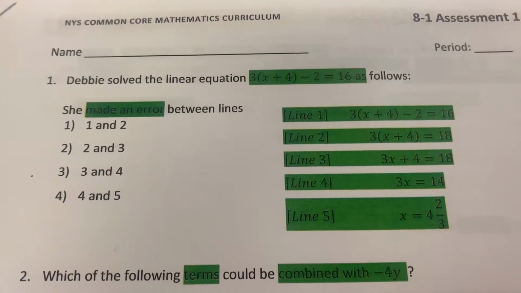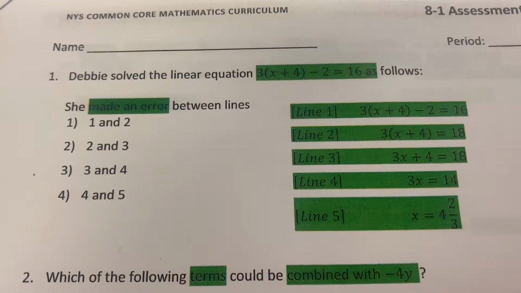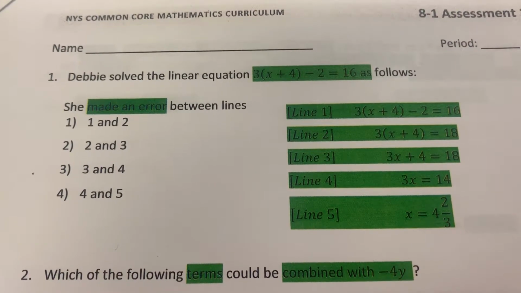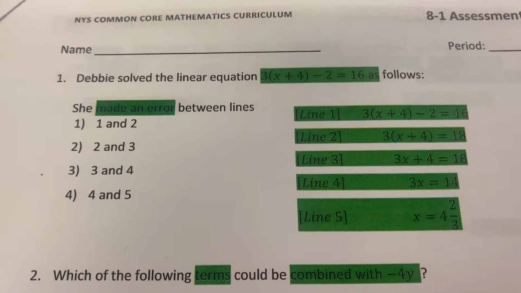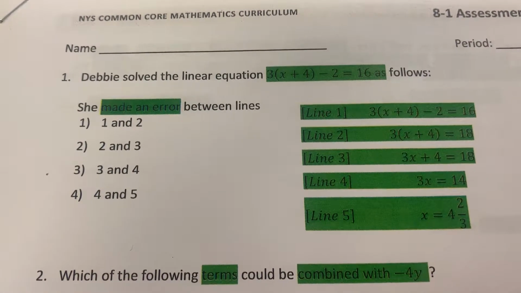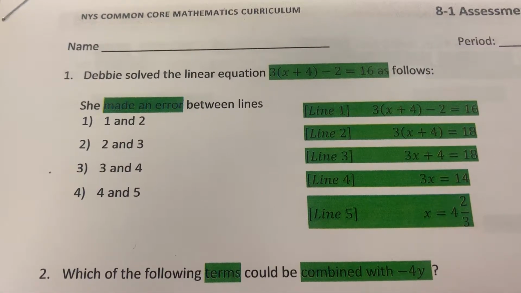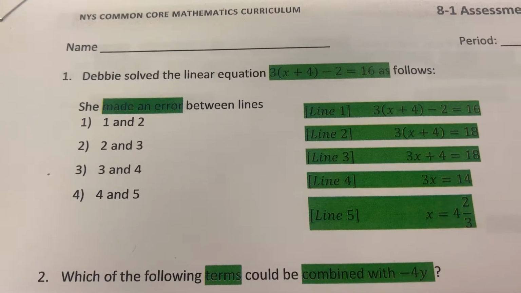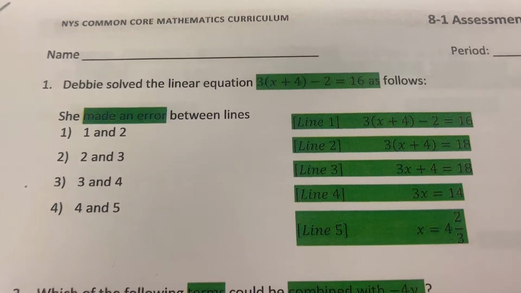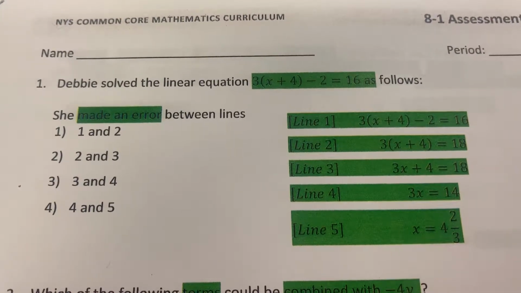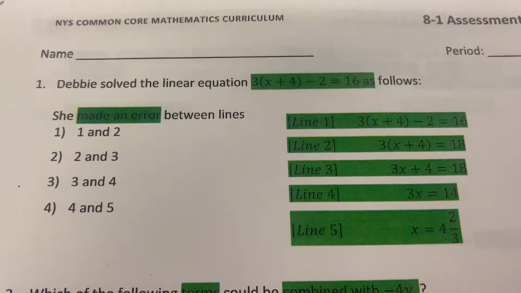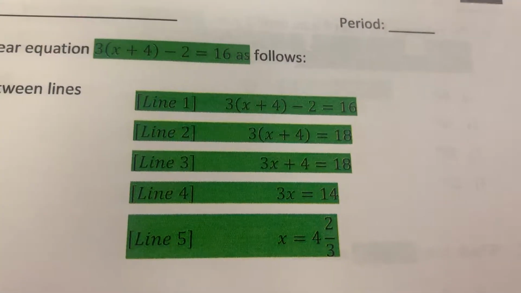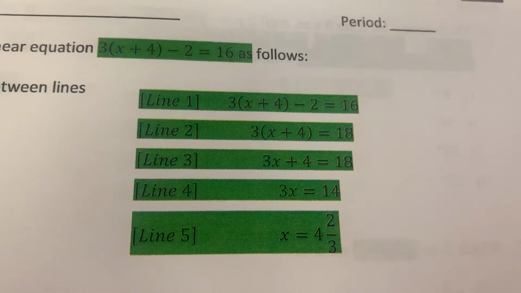Number 1, Debbie solved the linear equation 3 times x plus 4 minus 2 equals 16 as follows. She made an error between lines 1 and 2, 2 and 3, 3 and 4, or 4 and 5. Here's her work. Line 1, 3 times x plus 4 minus 2 equals 16. 3 times x plus 4 equals 18.